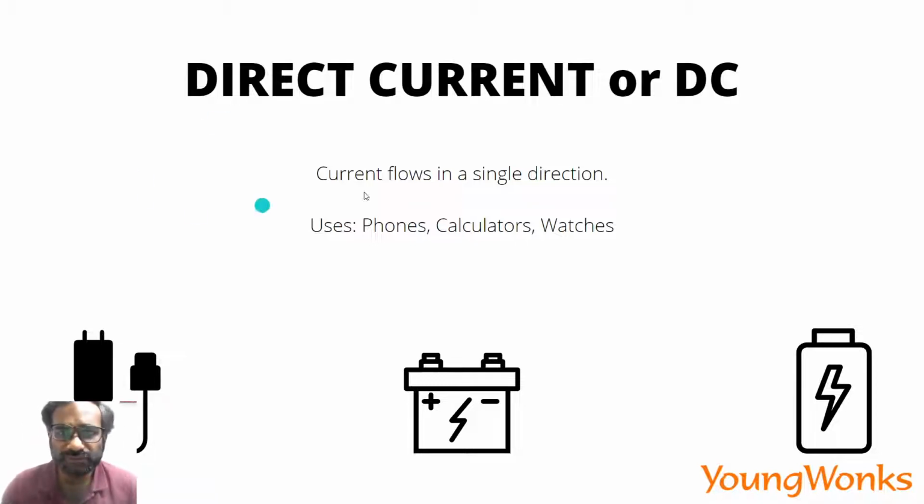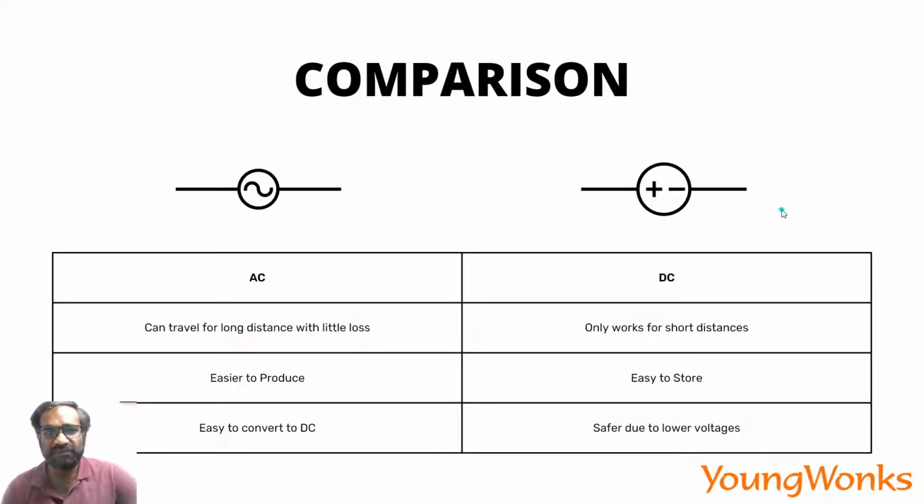Now let's look at the comparison. First of all, you see the symbols. AC in a circuit is represented by a circle, and it has a sinusoidal wave or a sine wave on it. Whereas direct current directly mentions plus or minus. The reason being, if the direction of the current keeps changing, you can't actually say which one is positive and which one is negative. Whereas in direct current, this is known. The one side has higher potential and the other side has lower potential.